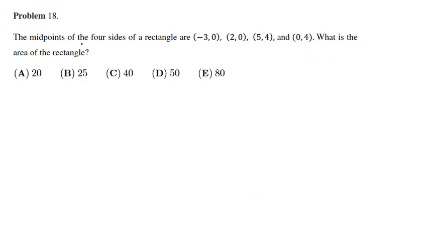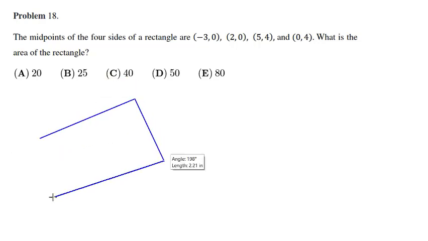Problem 18. The midpoints of the 4 sides of a rectangle are (-3, 0), (2, 0), (5, 4), and (0, 4). What's the area of the rectangle? Okay, if we consider the midpoints, for example, suppose our rectangle is something like this, any shape.